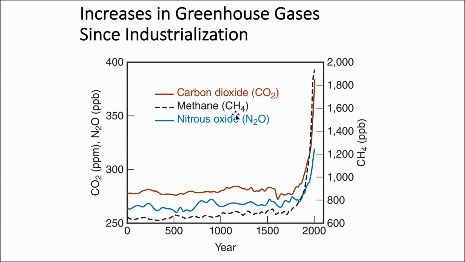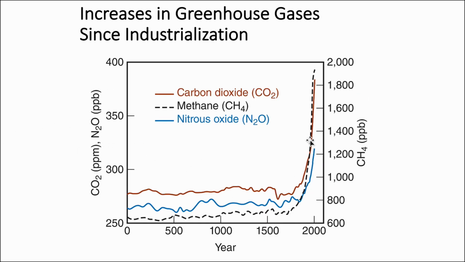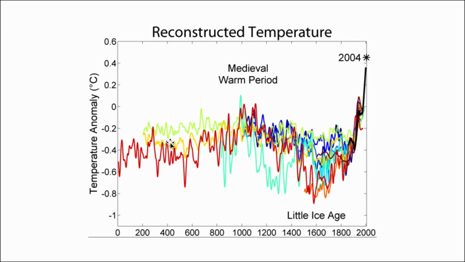Nitrous oxide is the blue line, which is in parts per billion. And then CH4 or methane is also in parts per billion. So we can see sharp increases in these major greenhouse gases, which then correlates to temperature. So temperature does change more randomly through time as compared to these greenhouse gases.